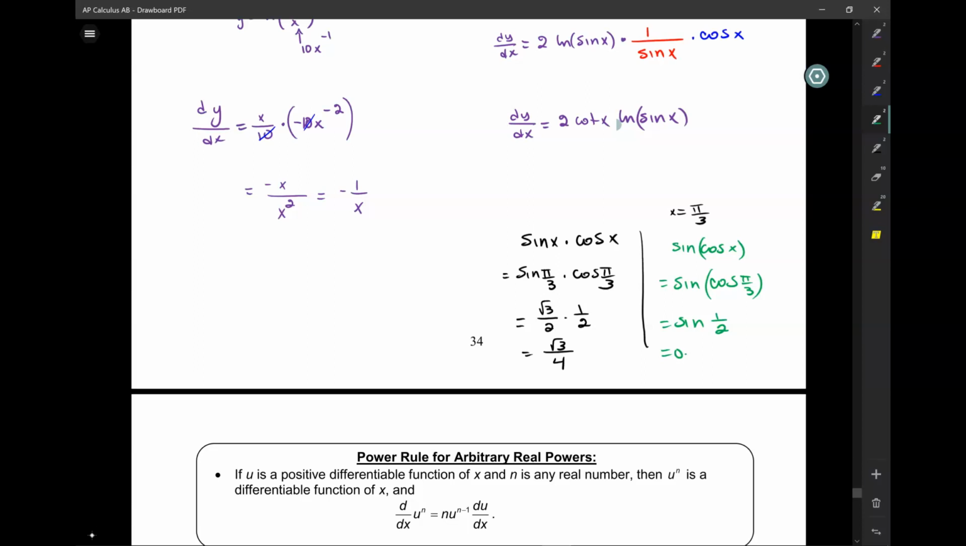Sine of 1/2, like what's 1/2? It's a very small number. I don't know if this makes sense. I just think similar, but not.